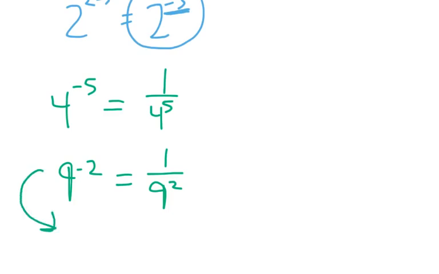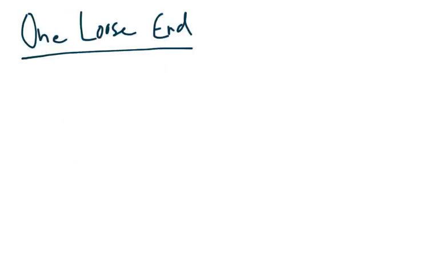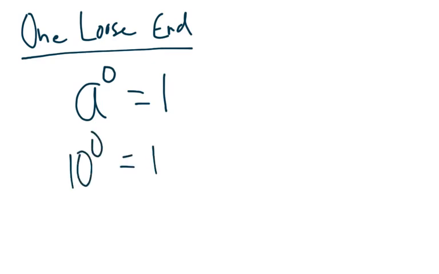Now I'd like to talk about one loose end that I forgot to mention earlier in part 1 and earlier in this video. And that's another rule of exponents. Anytime you have a base raised to a power, and the exponent is 0, it's just going to equal 1. So regardless of what the number is, 10 to the 0 is 1. 9 to the 0 is 1.